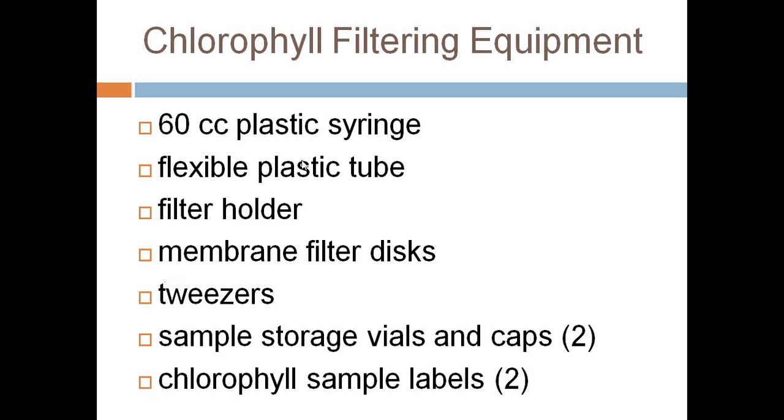You'll have a plastic syringe, flexible plastic tube, a filter holder, filter discs, tweezers, and also a safety pin. Those are used together to fold the filters. And then when you're all done filtering the water, the filters are going to go into these little storage vials, and you will label them.